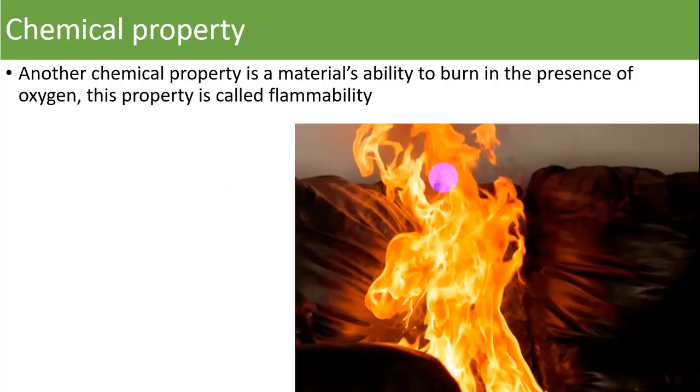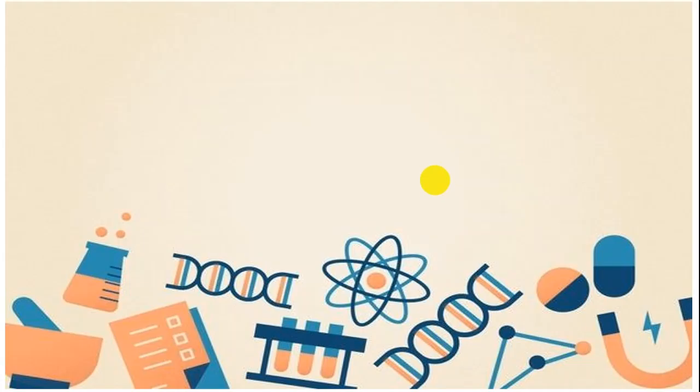Another chemical property is a material's ability to burn in the presence of oxygen. This property is called flammability. Some substances can be flammable, while others are not. The flammable one can burn easily. The non-flammable one cannot burn easily. So this is related to flammability, as we know.